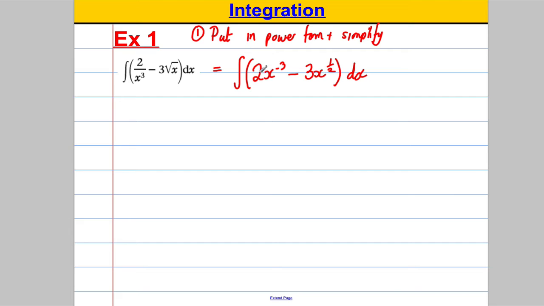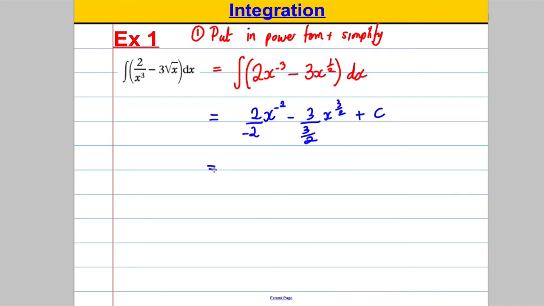So that first step was purely putting it in power form and simplifying. There was no simplifying needed. Now, and only now, am I going to integrate. So I can drop the integral sign. I am now integrating it. Add 1 to the power, x to the negative 2, divide by negative 2, 2 over negative 2. Keep that negative there for now. Add 1 to the power, 3 over 2, divide by 3 over 2, so 3 divided by 3 over 2, and don't forget your constant of integration, plus c.